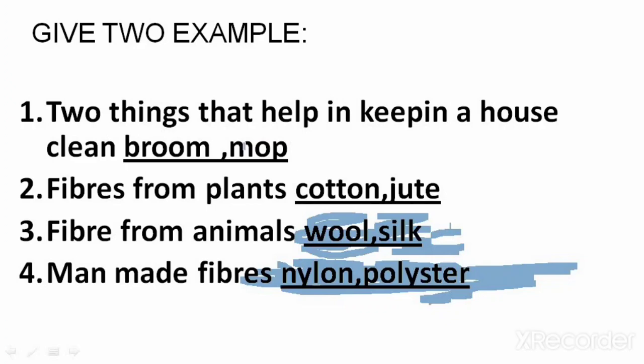Fibres from plants: cotton, jute. What is the third one? Fibres from animals: wool, silk. Fourth one, man-made fibres: nylon, polyester.